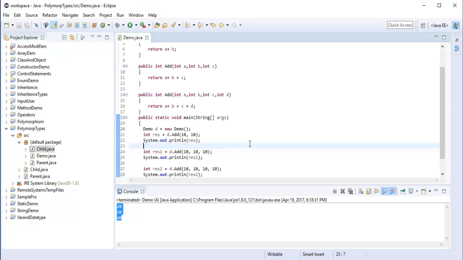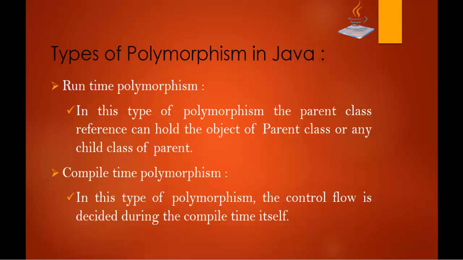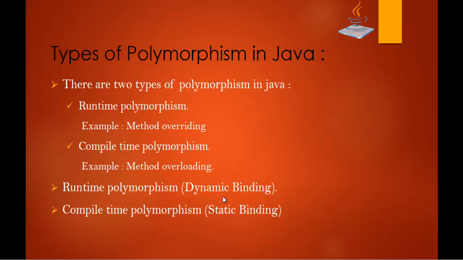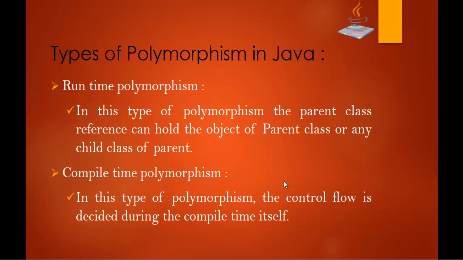In compile time polymorphism, the program control flow is decided during the compile time itself, or simply we can say that a class can have more than one method with the same name, but they differ in the number of parameters. This is an example of compile time polymorphism, or we can call it static binding. I hope you understood the types of polymorphism, runtime and compile time.